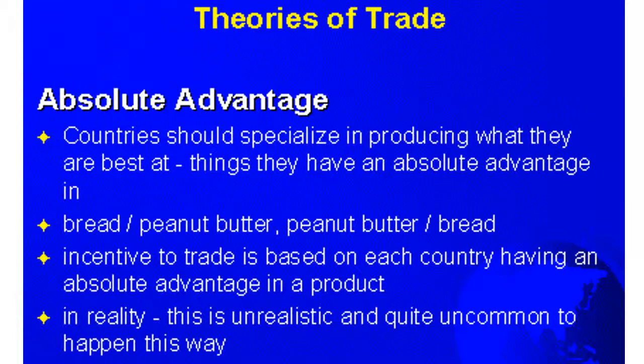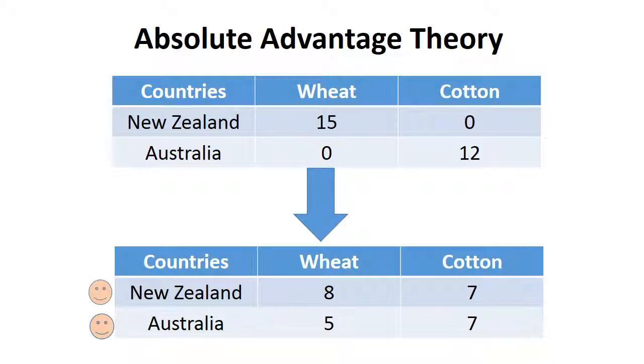Adam Smith's absolute advantage theory says that one country would have an absolute advantage over the others if it can produce the same amount of goods with fewer resources and trade these goods for goods produced by other countries. For example, if New Zealand can produce wheat more efficiently and Australia can produce cotton more efficiently, both countries will benefit if New Zealand just produces wheat and Australia just produces cotton, and then they trade some wheat and cotton with each other.